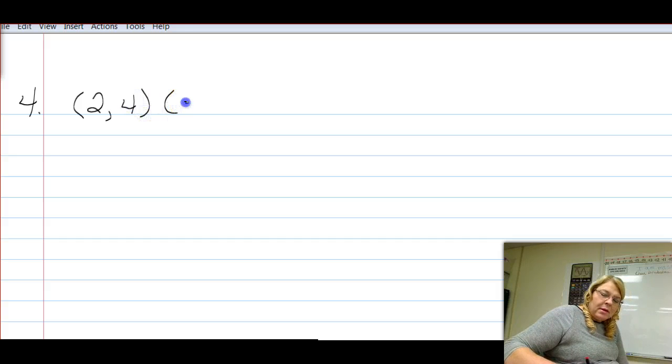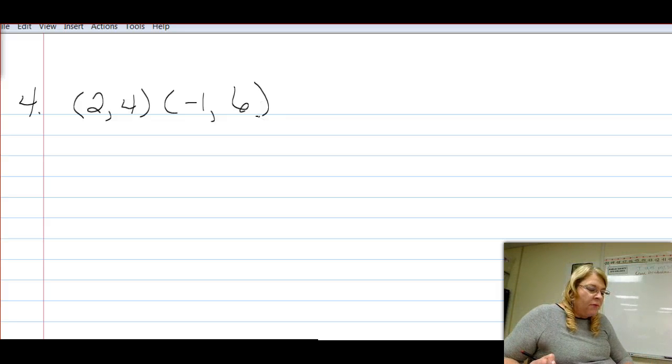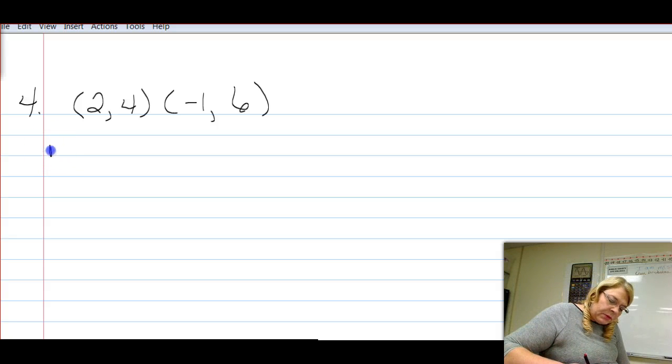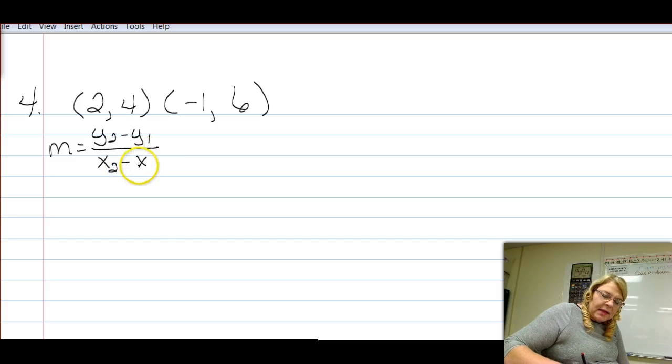Number 4, write in standard form the line passing through the points (2, 4) and (-1, 6). Okay, before I can write an equation of a line, I need a slope. So I need to remember that slope is equal to y sub 2 minus y sub 1 over x sub 2 minus x sub 1.